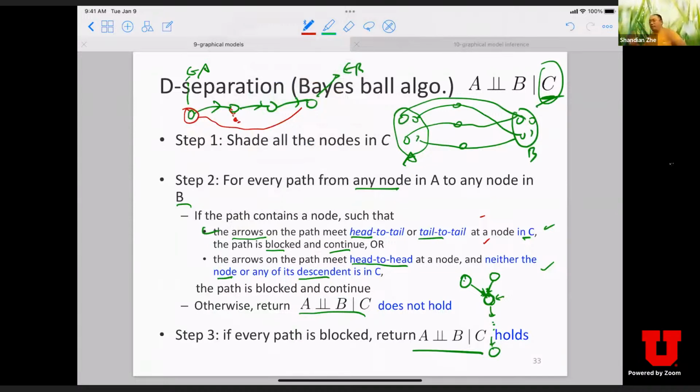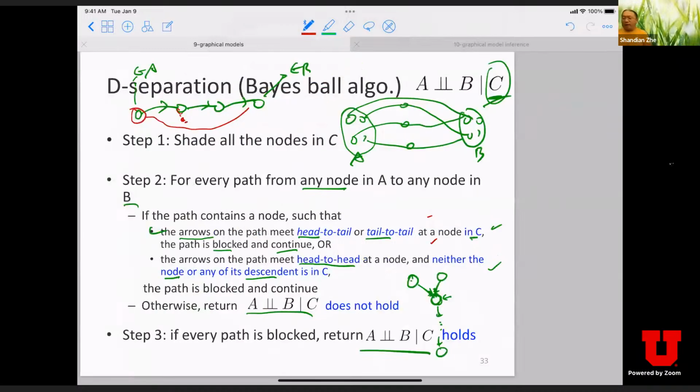If this is violated for any path, that means you can find one path along which you can smoothly move your ball from a node in A to a node in B. And then that means A and B are conditionally dependent. We're on the same page now. Any questions so far?